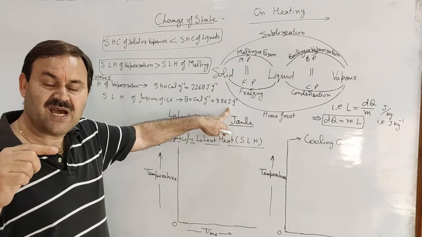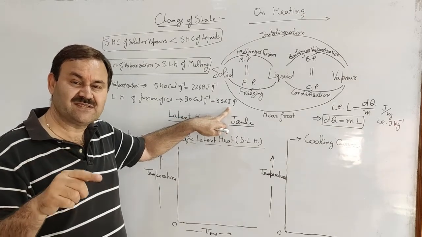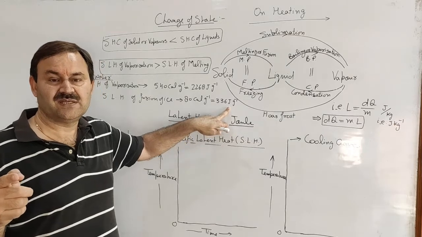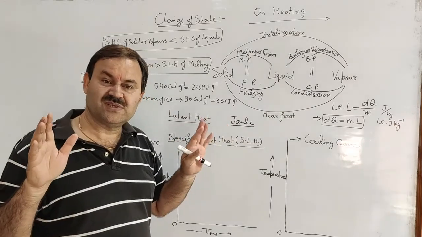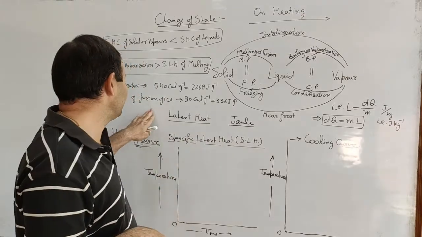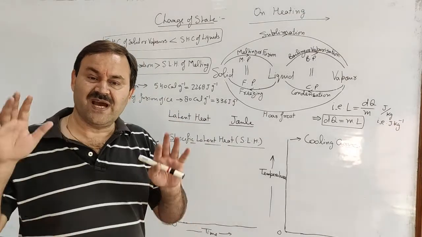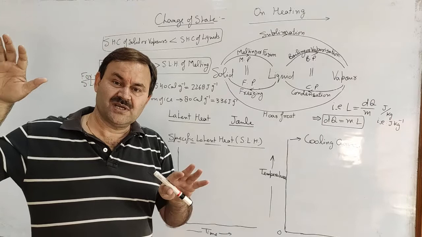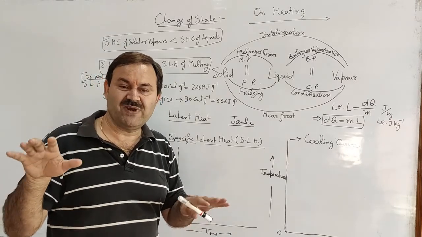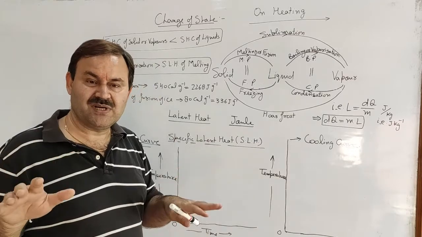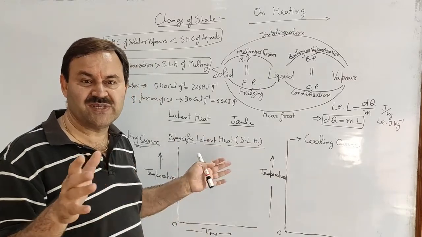Also, the ice cubes will be a better cooling agent than the ice cold water. Also, because of the high specific latent heat of fusion of ice, the ice on mountains melts slowly, providing us water in rivers throughout the year.